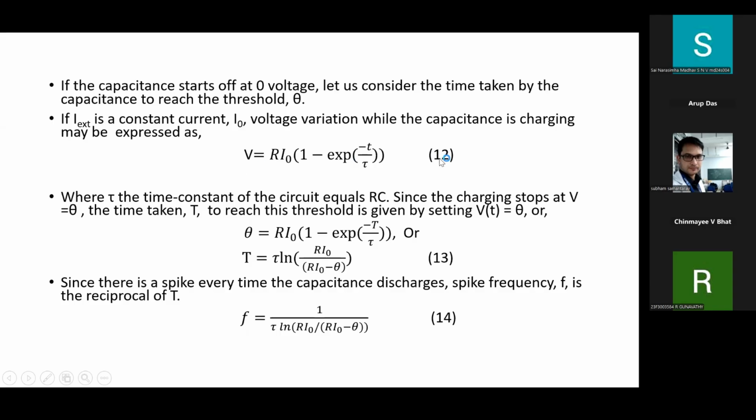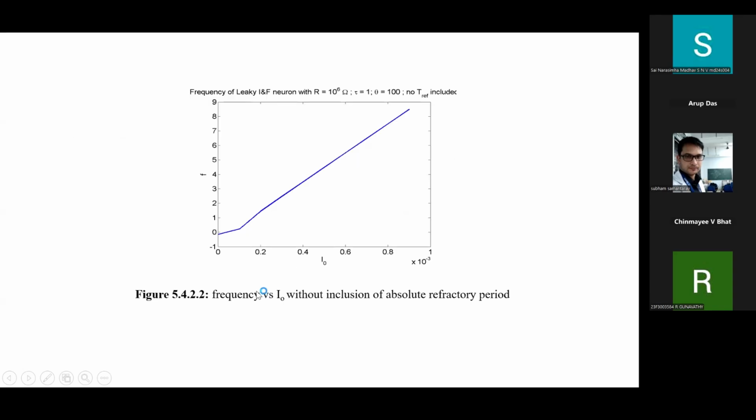It's given by this formula 12. Now, when this voltage equals some threshold value, let's say theta, that's when the capacitor gets discharged. So from 0 to when it reaches theta, that is your time period, capital T. So plug it in here and you solve for it, you get this formula. And 1 over T gives you this formula. In this formula, the input current is I naught. As you vary I naught, let us see how the firing rate changes. You'll get something like this.